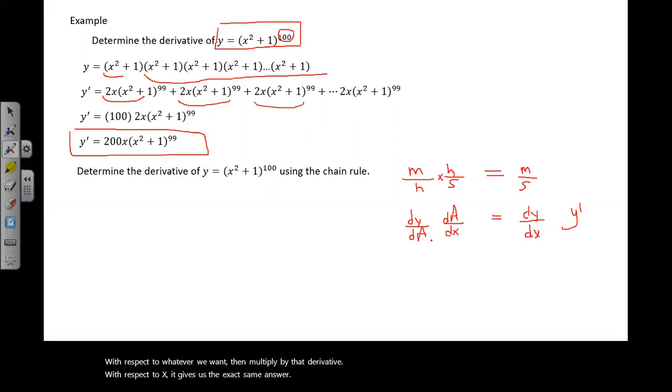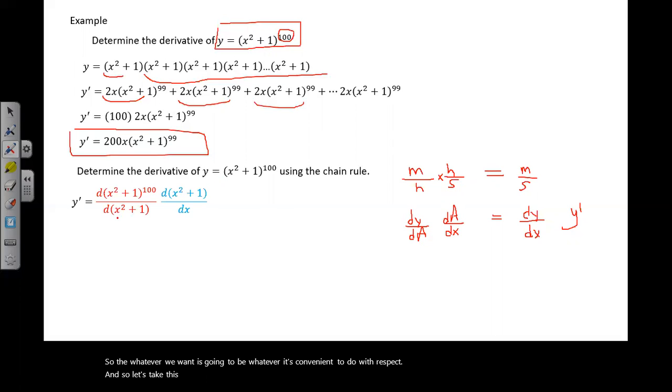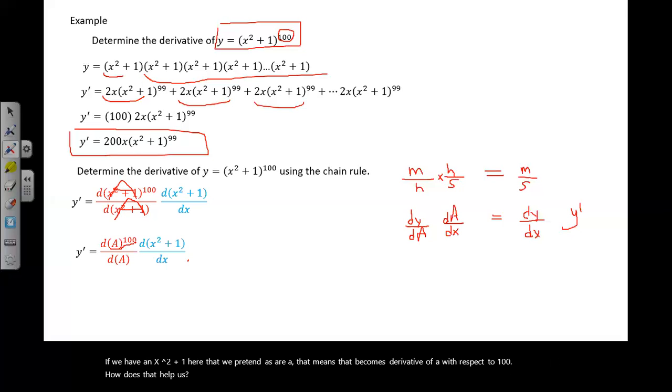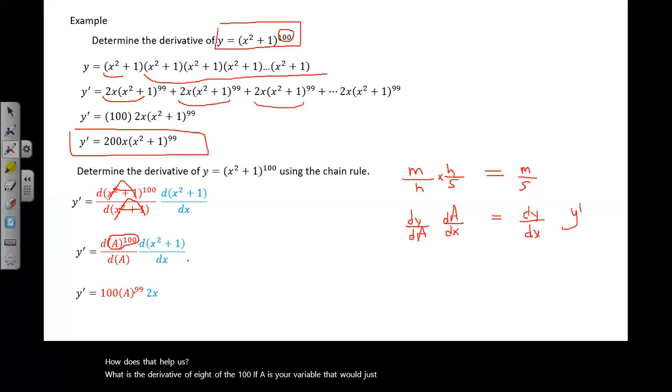So the whatever we want is going to be whatever it's convenient to do with respect to. And so let's take this derivative, and we're going to do it with respect to x squared plus 1, then multiply by that derivative with respect to x. And why did we pick x squared plus 1? If we have an x squared plus 1 here that we pretend is our a, that means that becomes the derivative of a to the 100. How does that help us? What is the derivative of a to the 100 if a is your variable? Well, that would just be 100a to the 99. And the derivative of x squared plus 1 is 2x.